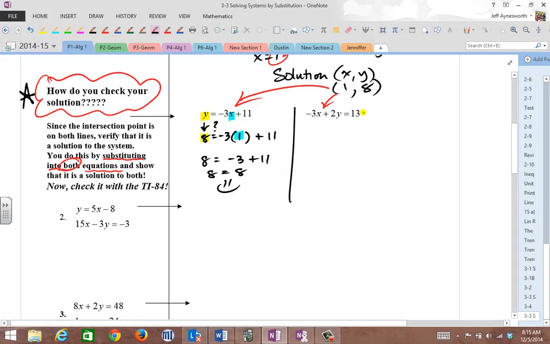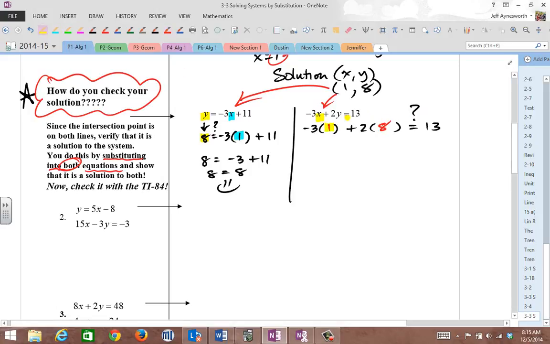Let's see if it satisfies the second. And if it does, we're going to say, hey, we did it right. All my mathematics is correct, okay? Because the solution satisfies both lines because it's the intersection point of both lines. All right, so is -3 times x plus 2 times whatever y equal to 13? I don't know. Let's check. Let's put the values in. 1 in for x, 8 in for y.